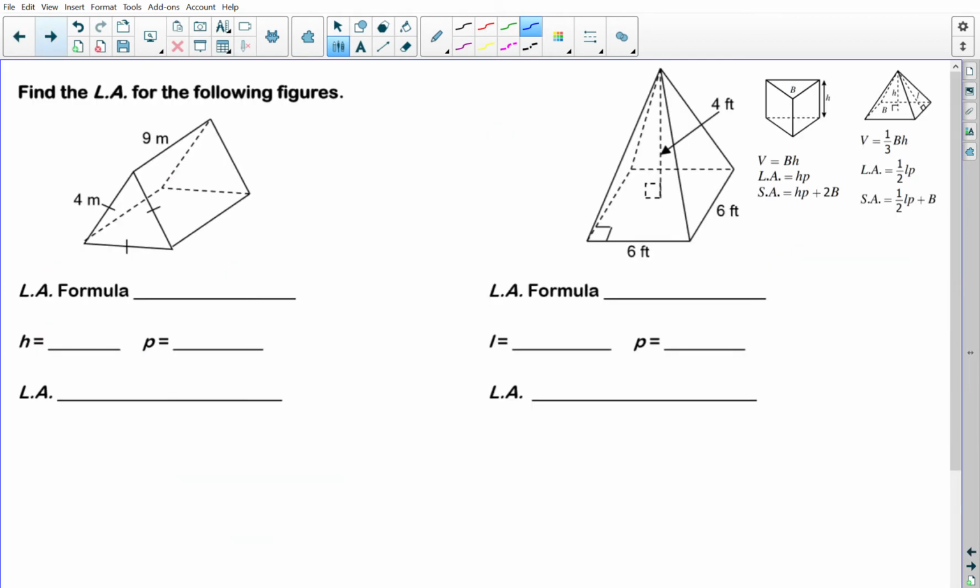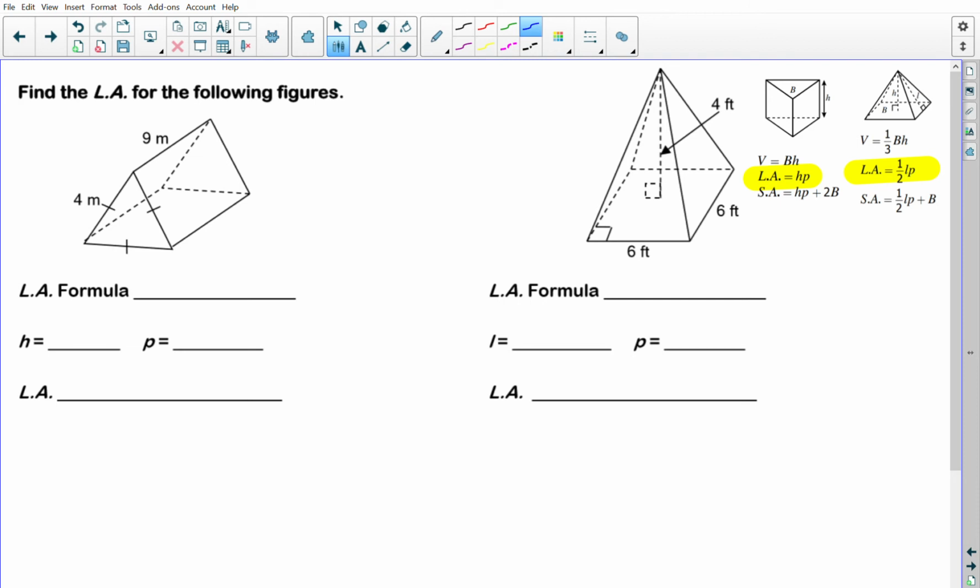As you can see over to the right-hand side of the screen, I've taken a piece of your formula sheet. So we are looking specifically at lateral area. We'll be looking at these two formulas. In the first one, we need h, which would be the height of this triangle. The height of this figure. I'm sorry, I misspoke there. The height of this triangular prism, and P, the perimeter of the base.